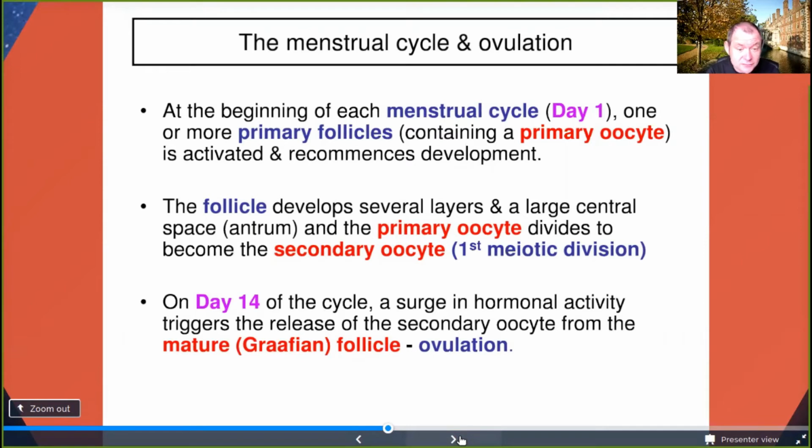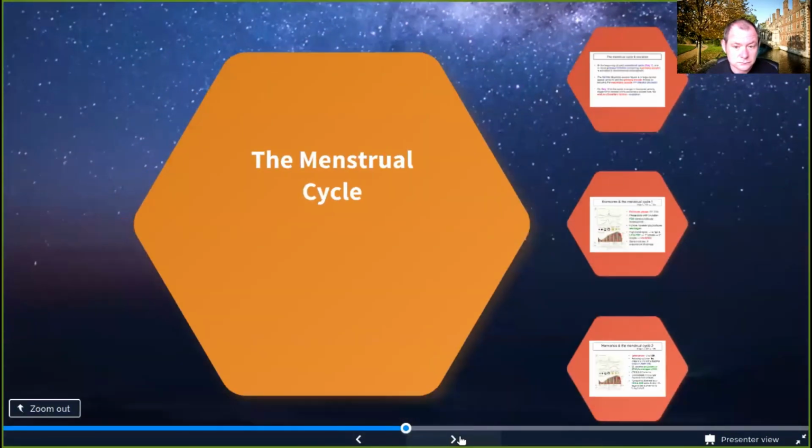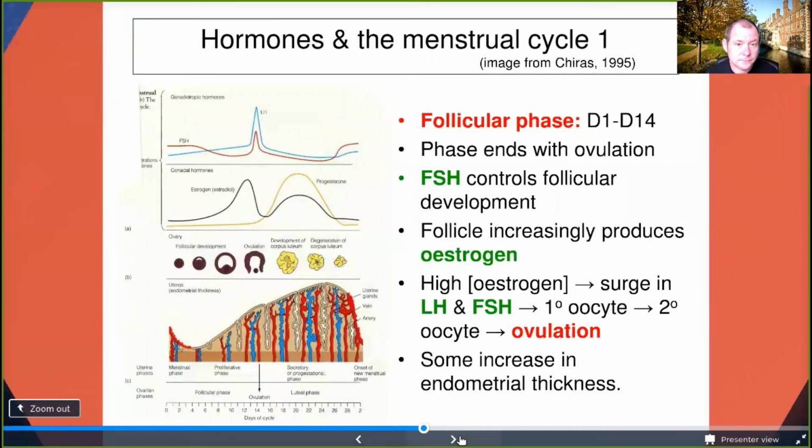On day 14 of the cycle, a surge in hormonal activity triggers the release of the secondary oocyte from the mature Graafian follicle. This is known as ovulation. The first phase of the menstrual cycle is known as the follicular phase. It's days 1 to 14. The phase ends with ovulation.